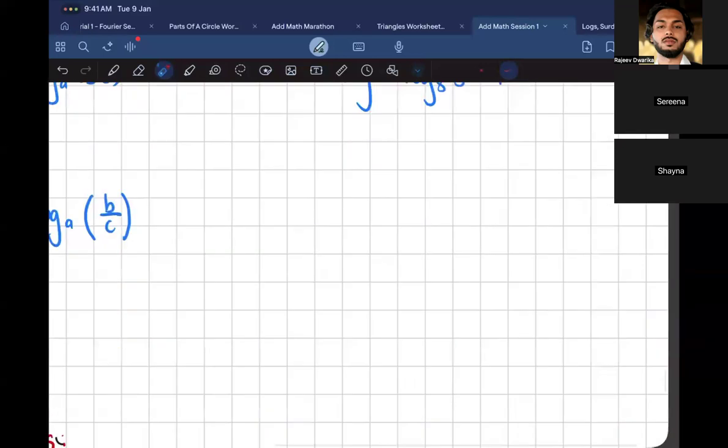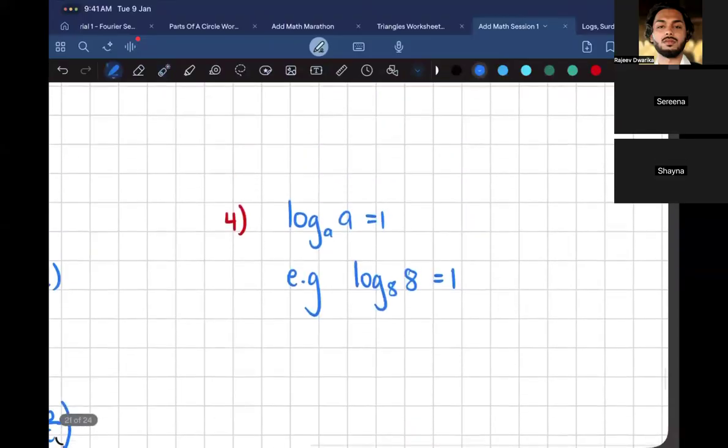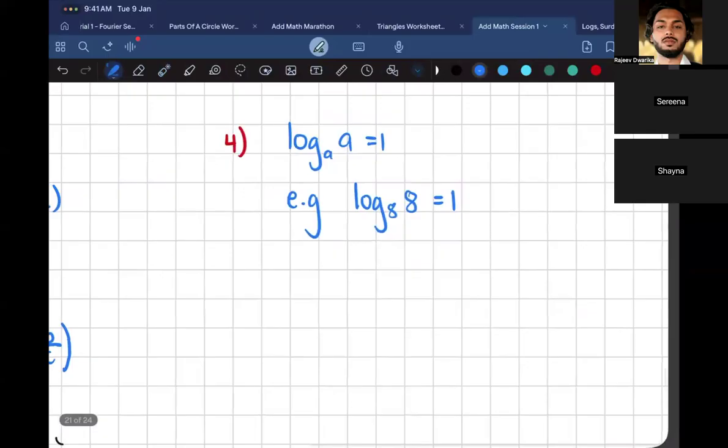So Shayna, let me run through this again. I have this rule over here that says log base a of a is equal to 1. And we know why, because the log function allows you to figure out what power you'd have to raise a base to get the argument. To get 8, you'd have to raise 8 to the power 1. So the answer for that will be 1.